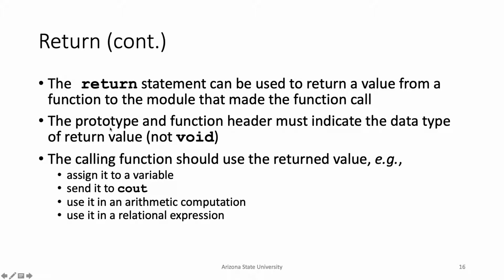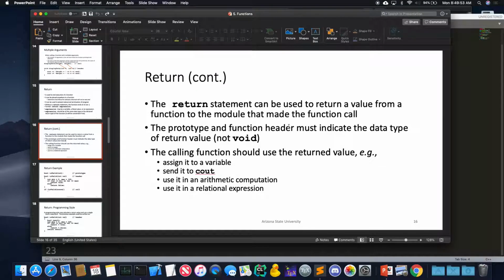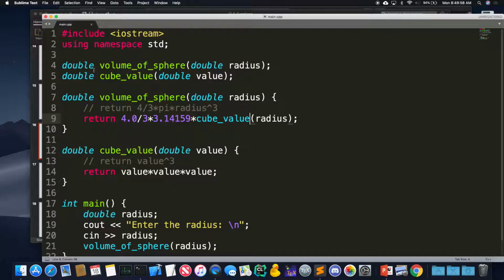So here's an interesting one. It says the prototype and function header must indicate the data type of the return value. All that really means is that the prototype up here must correspond exactly to the definition below. In the declaration, the prototype, I'm saying that it takes a double as its parameter. There's only one parameter, and it returns a double. So when I define it later with the actual code for it, it must have the exact same type.